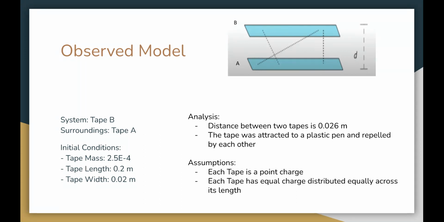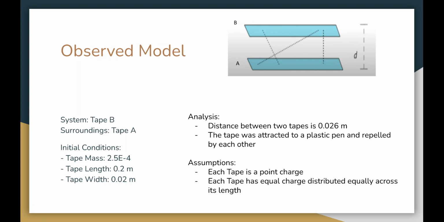The initial conditions were the tape mass was 2.5 E negative 4, the tape length was 0.2 meters, and the tape width was 0.02 meters. The distance between the two tapes was 0.026 meters, and the tape was attracted to a plastic pen and repelled by the other piece of tape.